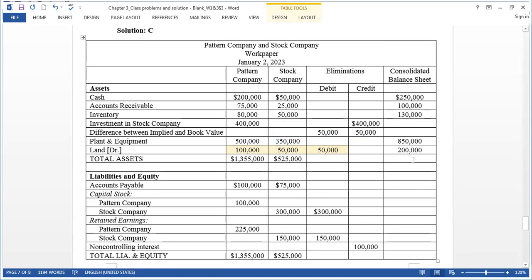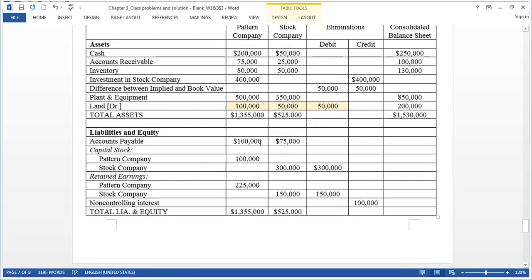Then what is the total asset now? Total asset for parent and subsidiary. This is the total asset of parent and subsidiary. Then liability, we have parent and subsidiary liability, it is $175,000. Then parent company's common stock, we keep parent company's common stock, right? We keep parent company's common stock and we close subsidiary company's common stock.